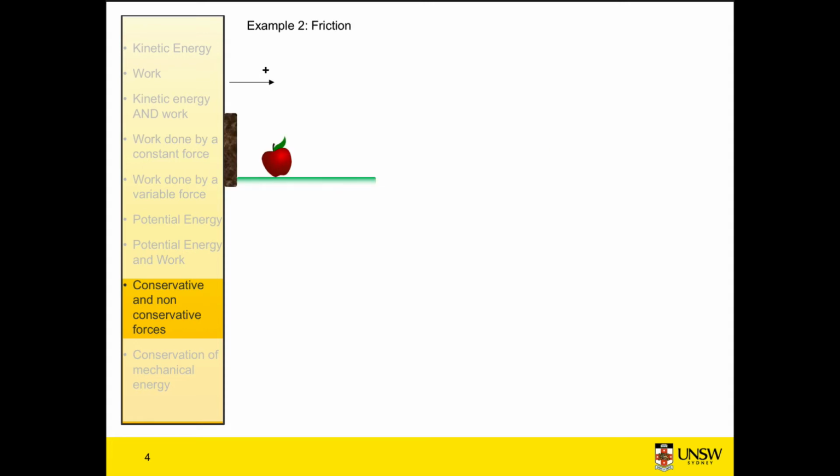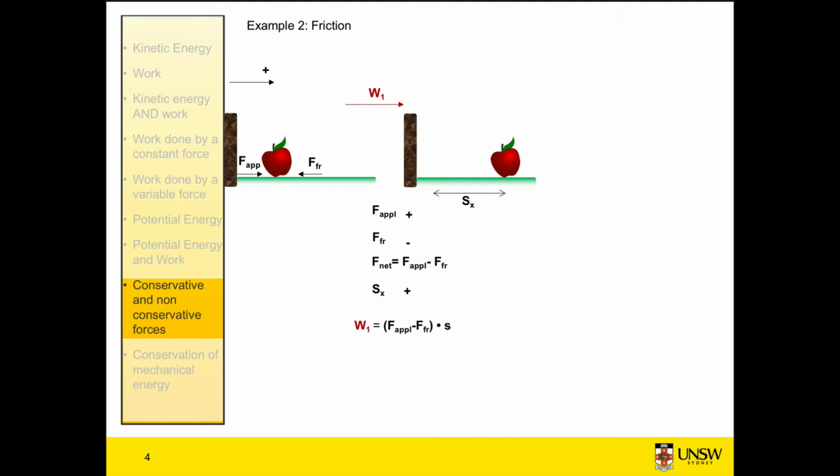Our second example is friction. So in this example we'll leave our apple on the ground and we move it a displacement s in the positive direction. We'll calculate the work done as F dot S. So the forces that we have to take into account here, we have our applied force pushing the apple in the positive direction, and we have our friction acting against it. So our applied force is positive and our friction force is negative. So that means our net force is equal to F applied minus the friction force. Since our displacement is positive, that gives us a work as follows.